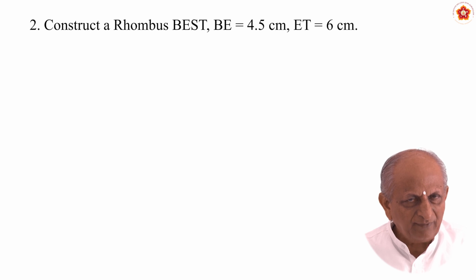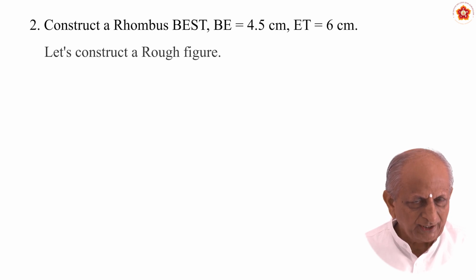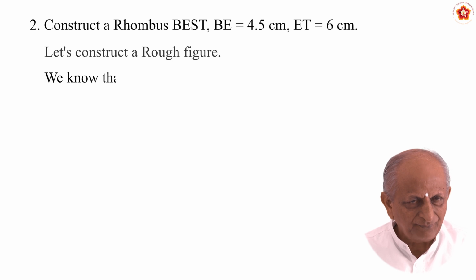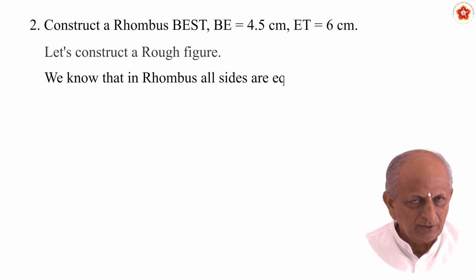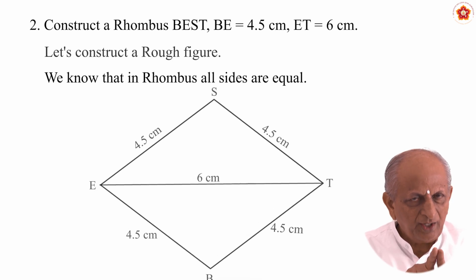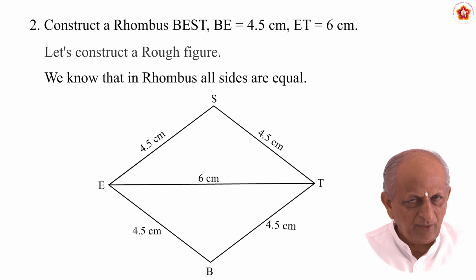one diagonal will be given, one side will be given. So let us draw the rough figure now. So take a pencil and scale, draw a rough figure. Here one diagonal, the name of the diagonal is ET. So draw ET first. How much is it? 6 centimeters. And draw another line PS. The length of ES is 4.5.